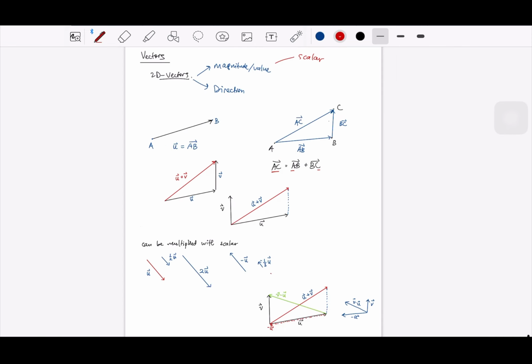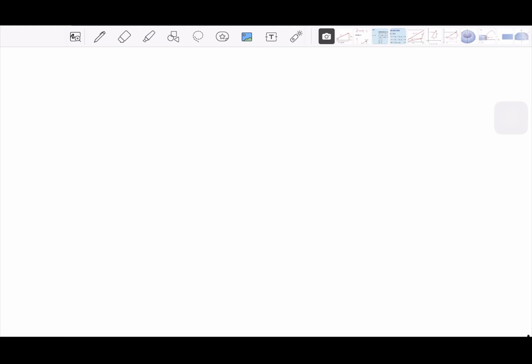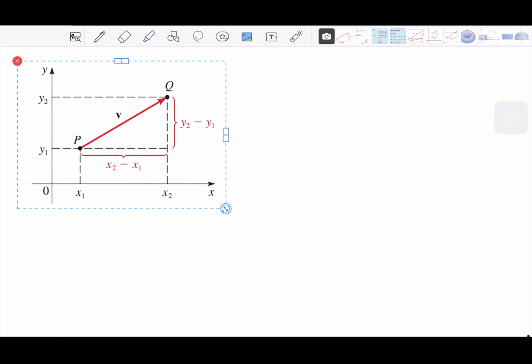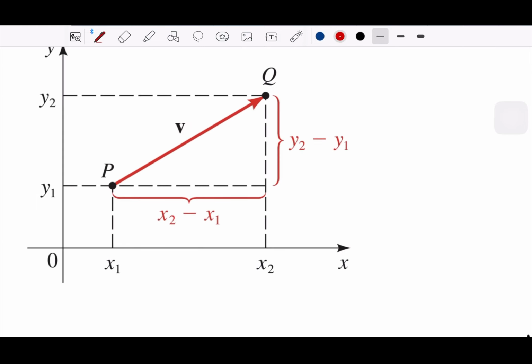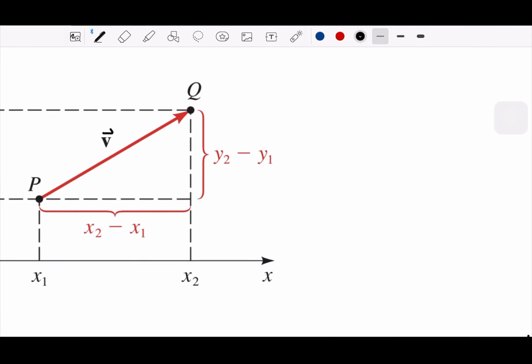Okay, we continue with vectors. So we defined the vectors already, and we can form components that form a vector. So let me just give you the picture. Let's say we have a vector v that goes from point P to point Q. And if we imagine that this vector is in two-dimensional space, in the y-axis and x-axis, then we could describe the vector in terms of x and y.